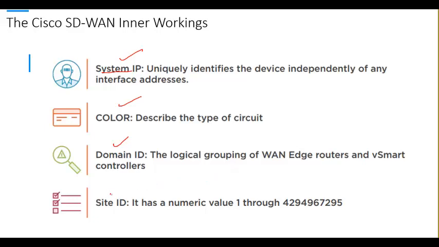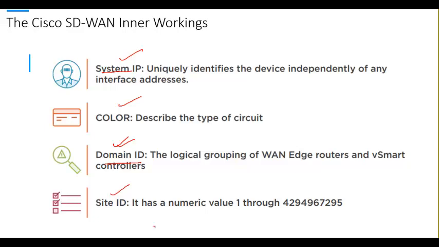All right. Lastly, we have site ID. You can use any number between 1 to 4294967295. It is to uniquely identify a site in an SD-WAN network. Just one site. See, domain ID has got multiple sites in it. One domain means multiple sites with vSmart domain. So site ID helps to uniquely identify a site in an SD-WAN overlay network.